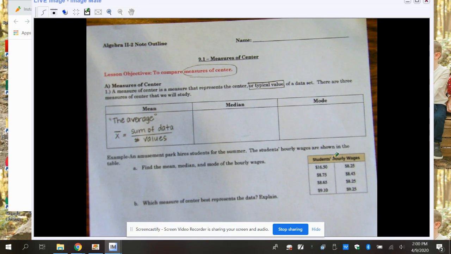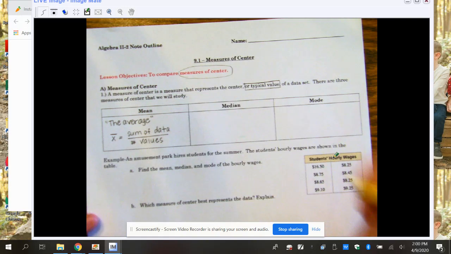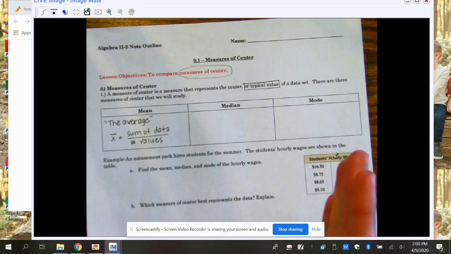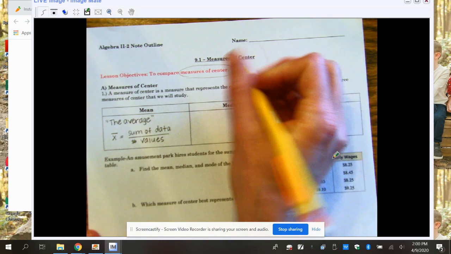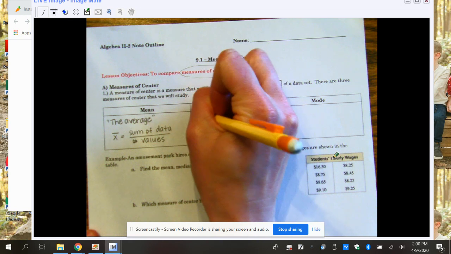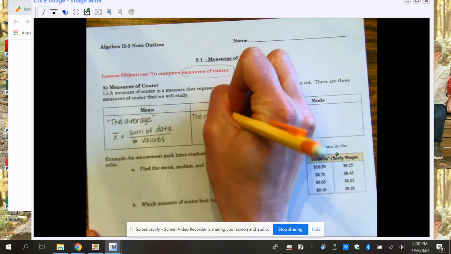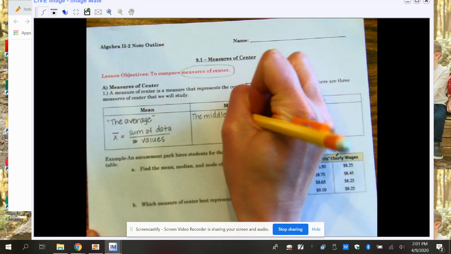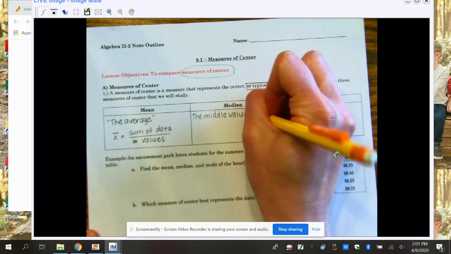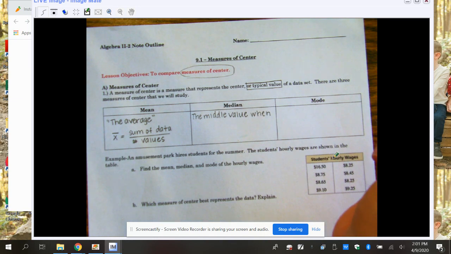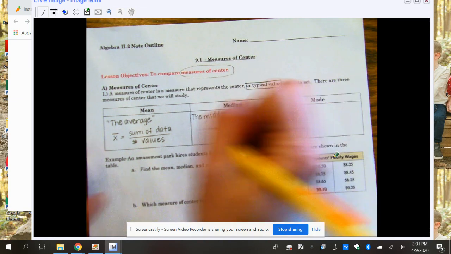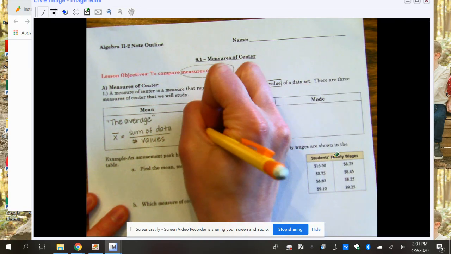The median is like the median on a road. It divides the road in half. So that is what the median value is: it's the middle value. The thing that's specific about the median is that your values have to be organized from least to most, from least to greatest.